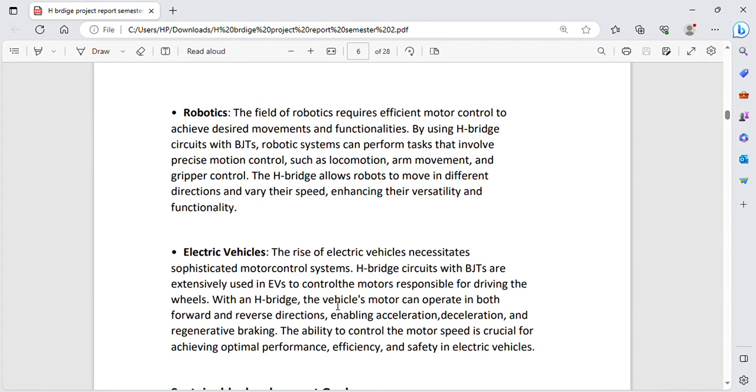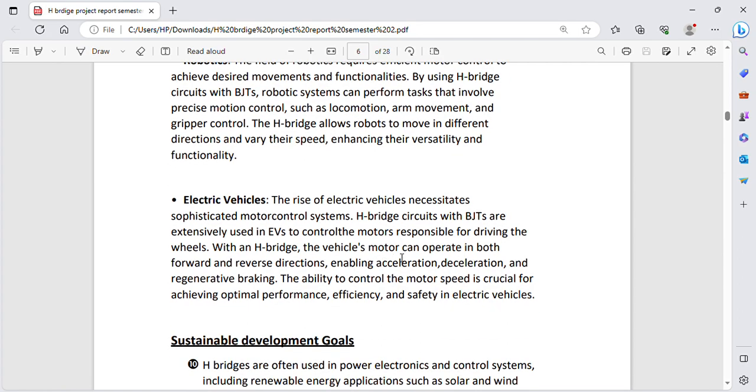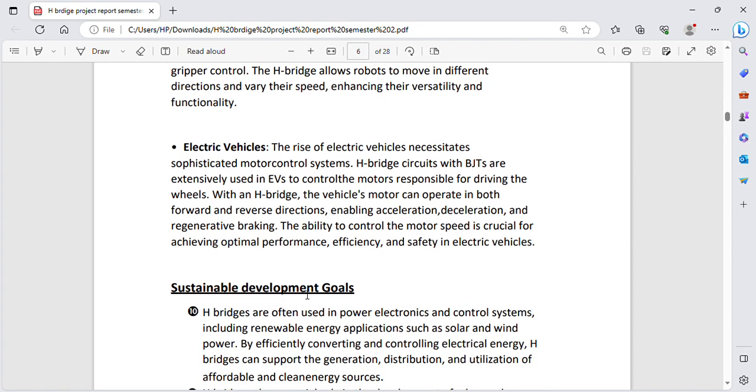As you know, electric vehicles. The rise of electric vehicles necessitates sophisticated motor control systems. H-bridge circuits with BJTs are extensively used in EVs to control the motor responsible for driving the wheels. With an H-bridge, the vehicle's motors can operate in both forward and reverse directions, enabling acceleration, deceleration, and regenerative braking. The ability to control the motor speed is crucial for achieving optimal performance, efficiency, and safety in electric vehicles.